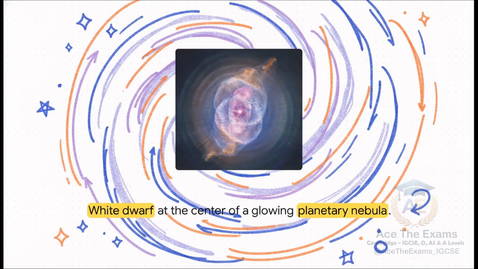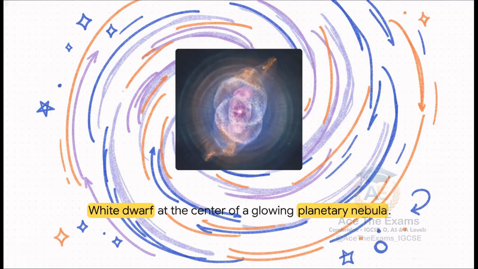Look closely right at the center of this glowing shell. See that dot? That is the dense, cooling white dwarf. This is what the peaceful end of a low-mass star looks like. That beautiful glowing shell of ionized gas was expelled by the dying star, forming what astronomers call a planetary nebula.